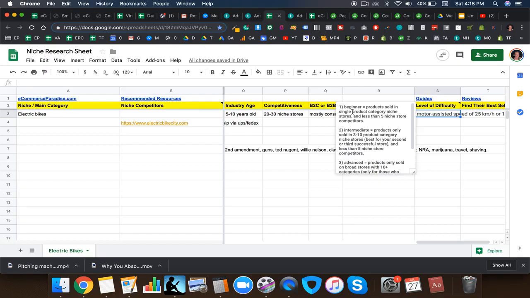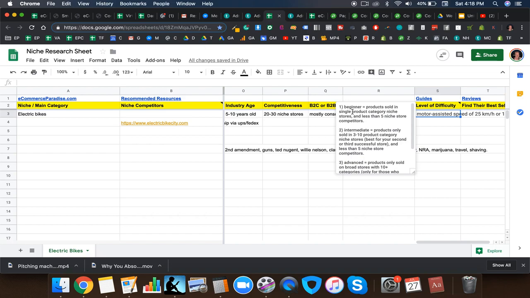The difficulty is pretty simple. Really, the way I look at it is three different things. It could be a beginner store build, an intermediate store build, or an advanced store build. And if it's your very first time and you're not working with a whole lot of capital up front, and maybe you're in more of a rush than normal to get the store started, I would suggest only starting in beginner categories. These are categories where the products are sold in single product category niche stores, and there's less than 5 niche store competitors.